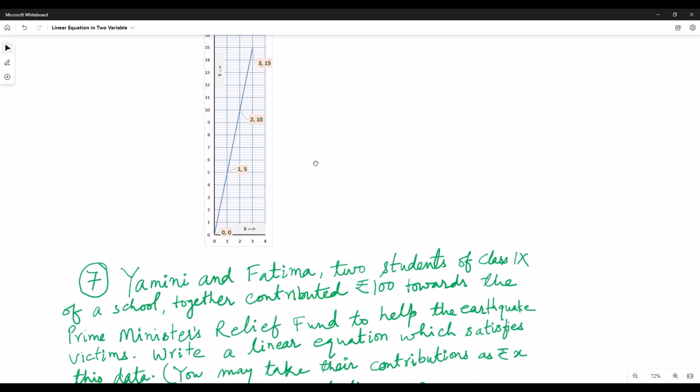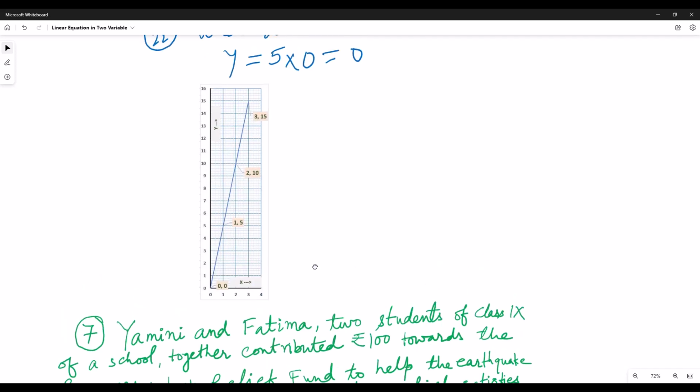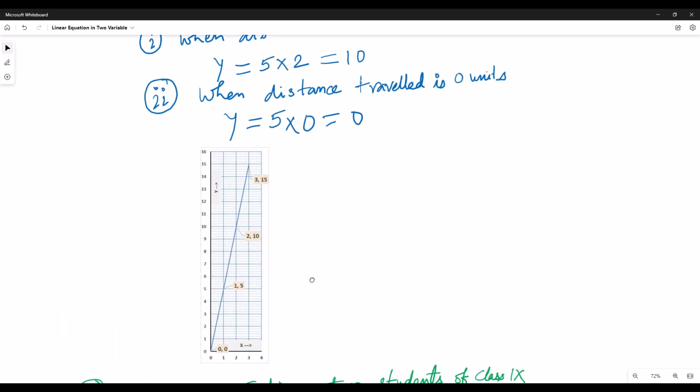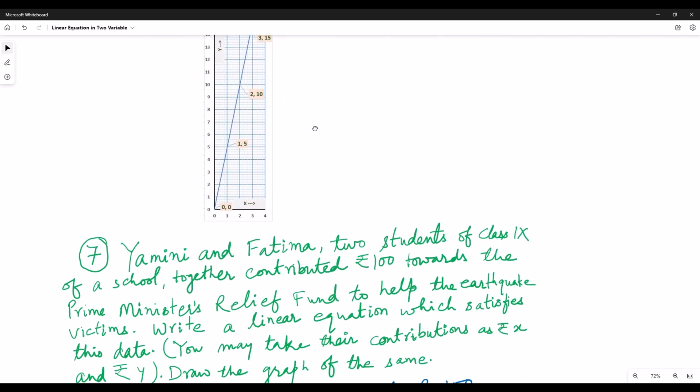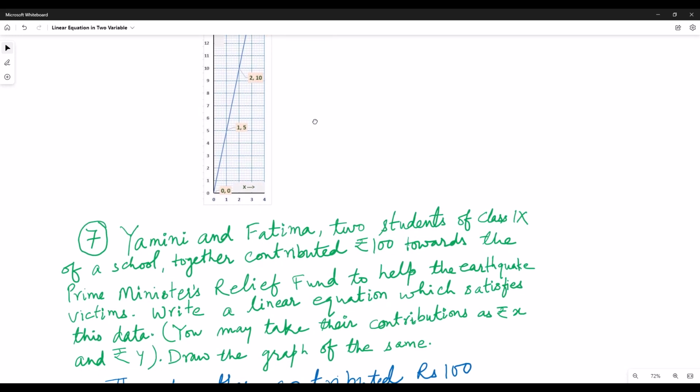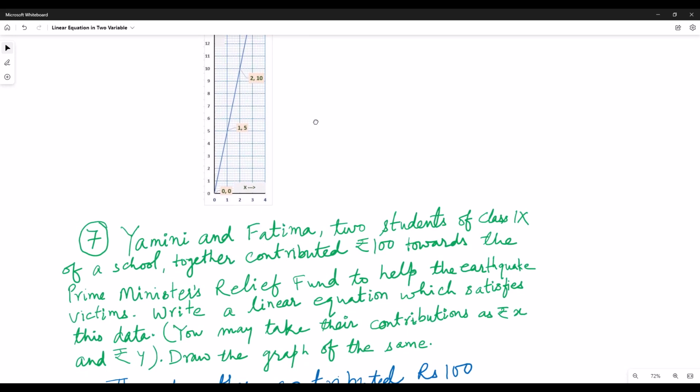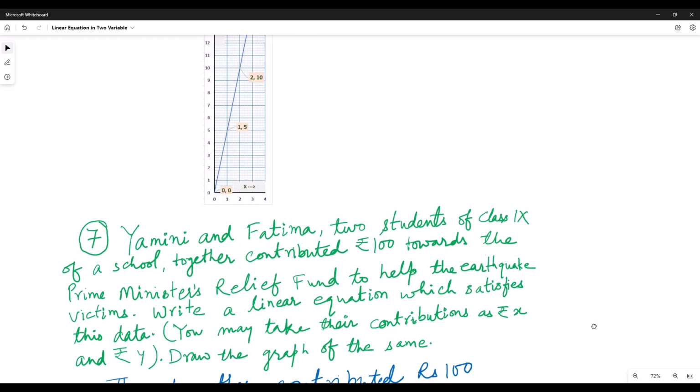So the formula for work can be written in the form of a linear equation. Yamini and Fatima, two students of class 9 of a school, together contributed rupees 100 towards the Prime Minister's Relief Fund to help earthquake victims. Write a linear equation which satisfies this data. You may take their contributions as x and y. Draw the graph of the same.